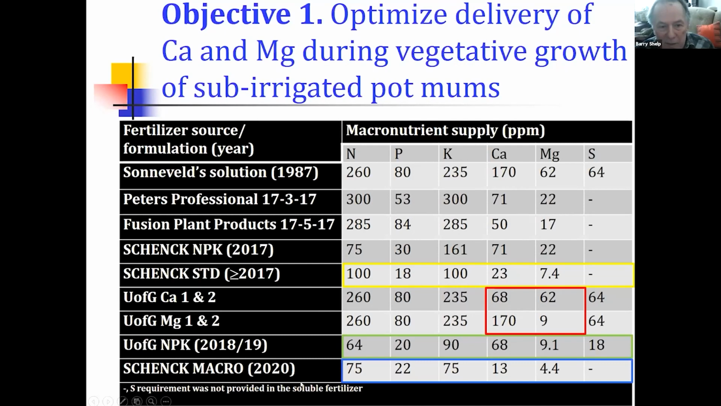And about this time, last summer, Schenck adopted Fusion Plant Products as their fertilizer. This is actually at 100 ppm, and as you can see, it has even lower levels of calcium and magnesium. So we decided to incorporate that into our program, and we did a commercial trial at the farm last summer. These are indeed pretty low levels of all the macronutrients. That's in the blue box right at the bottom of the table.